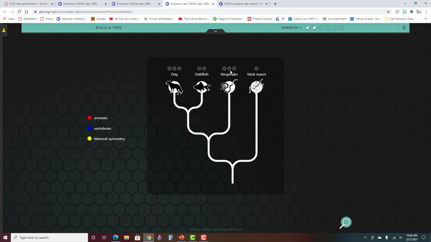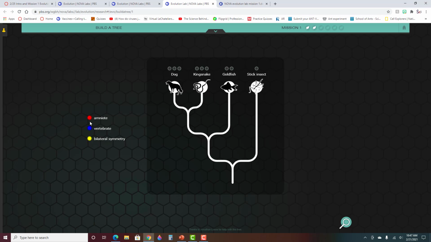Now the king snake and the dog both have 3 traits, so I want to put those two closer together because they both have 3, so it might be the same 3, whereas the goldfish only has 2, so I want it a little bit separated from these 3. And that's just a strategy you can use when you start to build these trees. Whoever has fewer of these circles goes further out, and then more circles should be closer together.